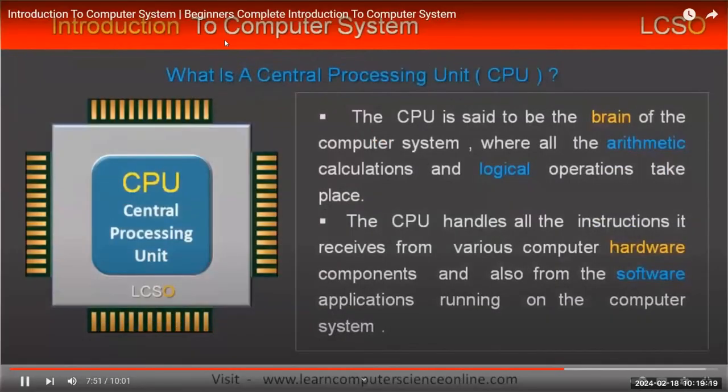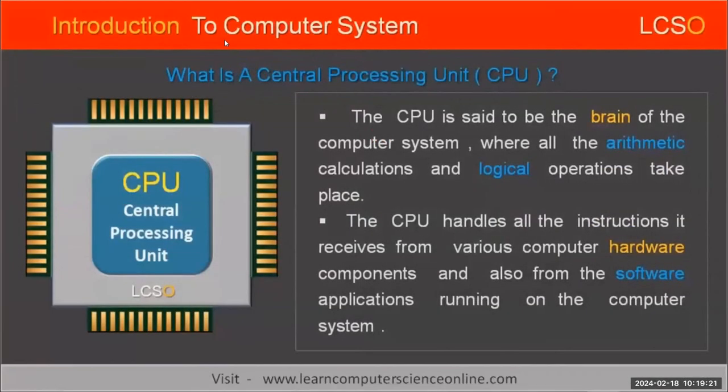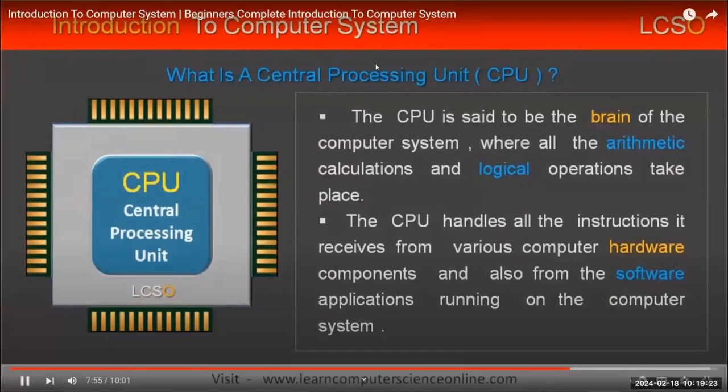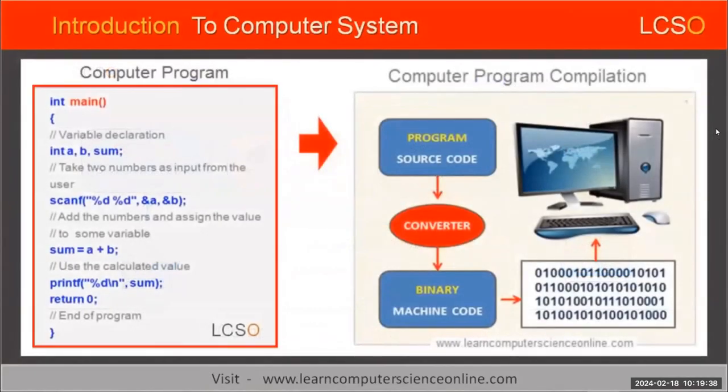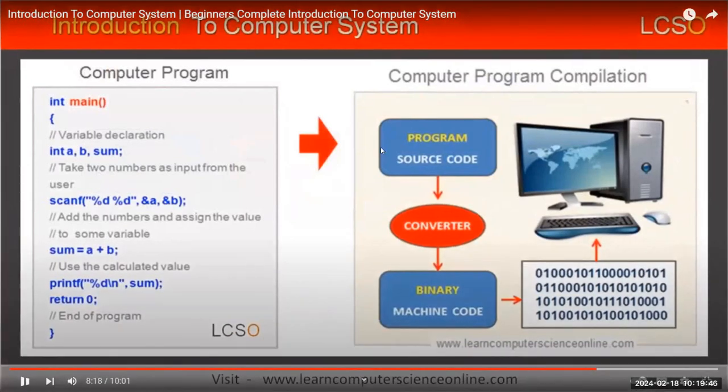The computer's microprocessor works as a brain. The processor performs all the arithmetic calculations and also handles the logical operations. The program compilation is another important fundamental concept related to the computer that you should be aware of. The computer programs are written using any high-level, human-readable programming language such as C, Java, and Python.